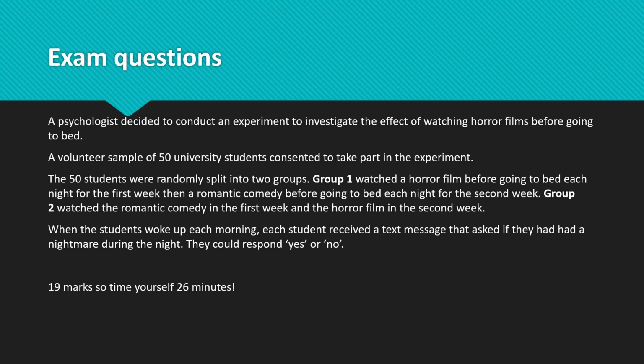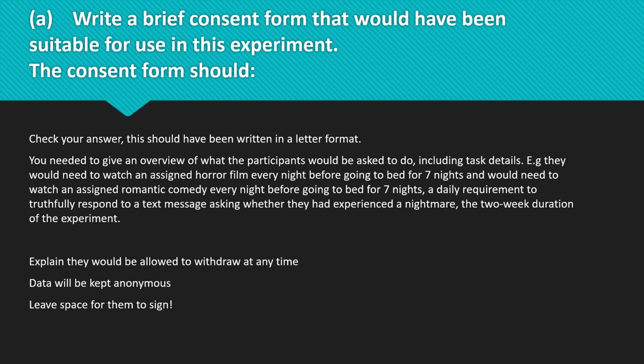So swap your colour pen. Make sure you've got your second colour so you can see exactly what it is that you need to change and exactly what it is that is causing you a problem really. So the first question says, write a brief consent form that would have been suitable for use in this experiment. Now you need to double check. You need to check that you have written this in a letter format. It has to be in a letter.